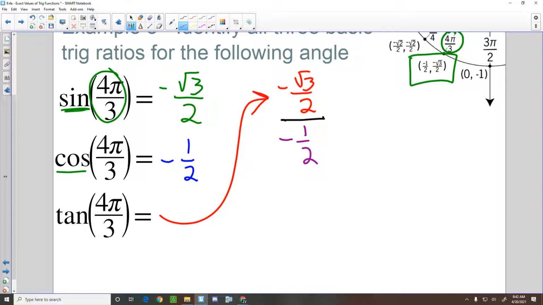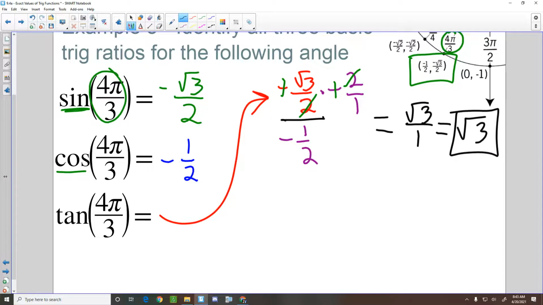All right, so if I multiplied by the reciprocal, I'd be multiplying by negative 2 over 1, because that's the reciprocal of 1 over 2. From here, the 2's would cancel out, right? I have a 2 on top and a 2 on bottom. I also have a negative times a negative, which turns into a positive. So all I'm left with is a positive square root of 3 over 1. I don't need to write the divided by 1, because anything divided by 1 is just itself. So this value is just the square root of 3. So the tangent at 4 pi over 3 is just the square root of 3.